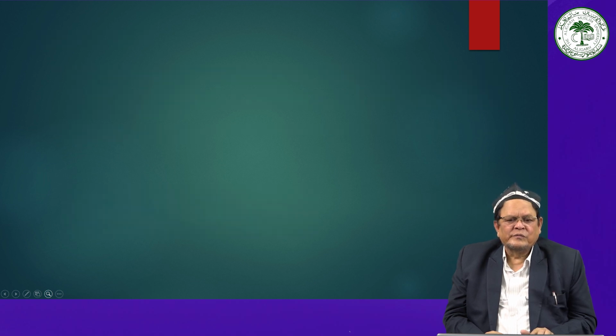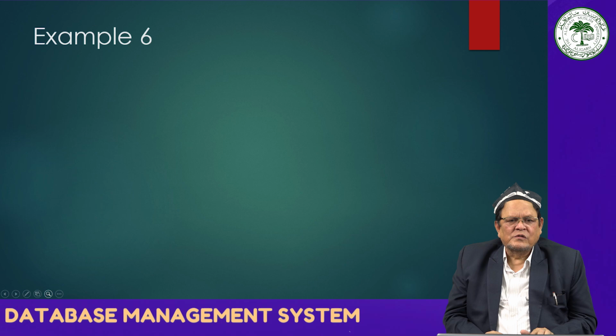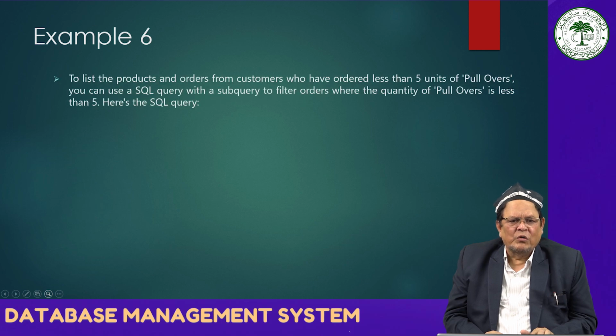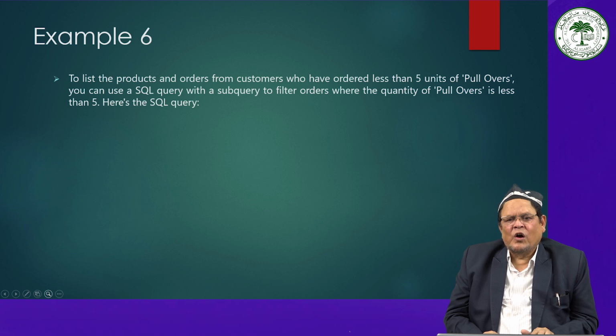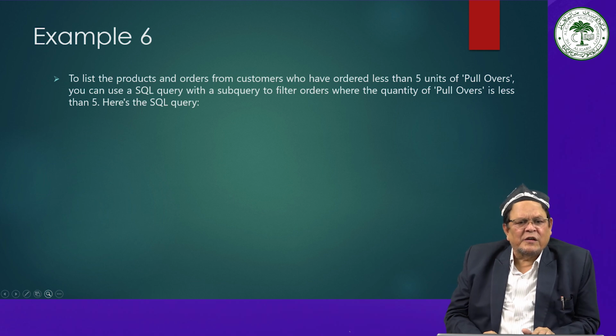I hope by this example you are able to use a join operator very confidently. The last question is to list the products and orders from the customer who have ordered less than 5 units of pullovers. You can use a SQL query with a subquery to filter an order where the quantity of pullover is less than 5.